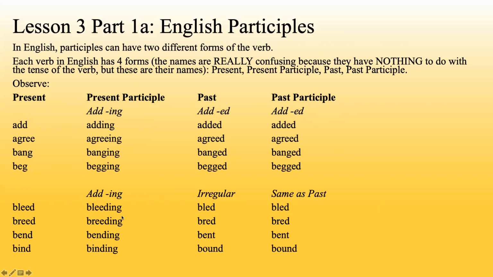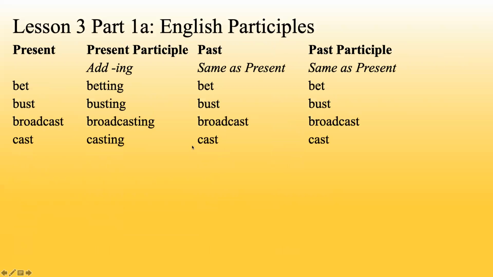Then we've got some where we add ing to get the present participle, just the same, but they have some kind of irregular form in the past. That's the same in the past participle. So bleed, bleeding, bled, bled; breed, breeding, bred, bred; bend, bending, bent, bent; bind, binding, bound, bound, and there's plenty more just like those. Then we've got some where we add ing for the present participle. Then the past and the past participle are exactly the same as the present: bet, betting, bet; bust, busting, bust; broadcast, broadcasting, broadcast; cast, casting, cast. They're the same except for the present participle.